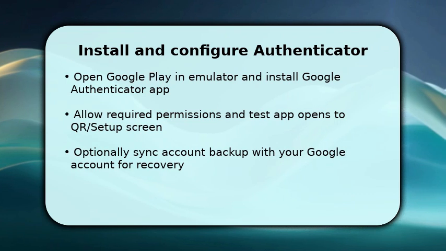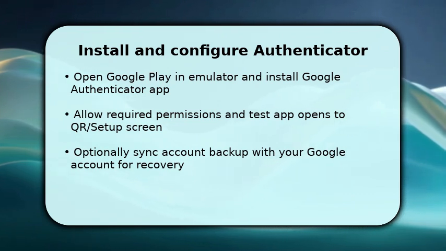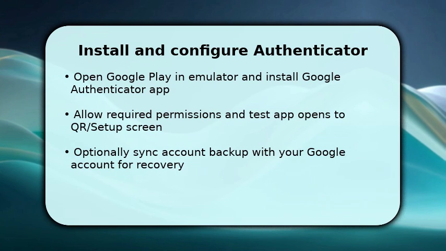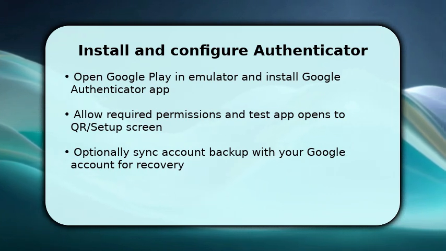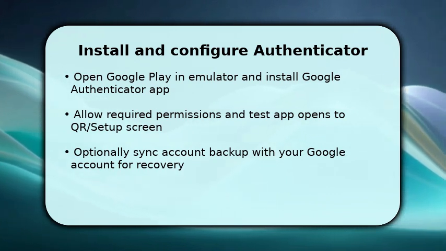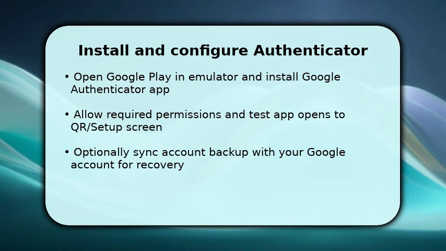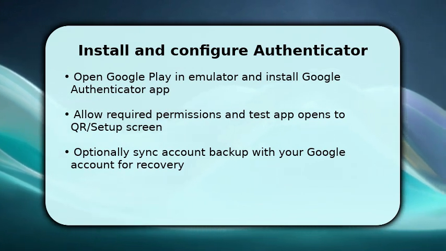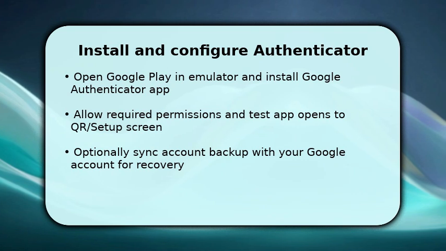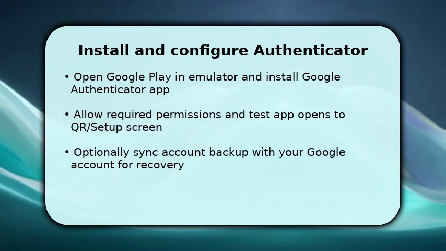After installation, open the app and follow the in-app prompts to add an account. Scan a QR code on the service you're securing or paste the secret key. Make sure to enable Authenticator account backup or note recovery codes. This prevents lockout if you change machines later.